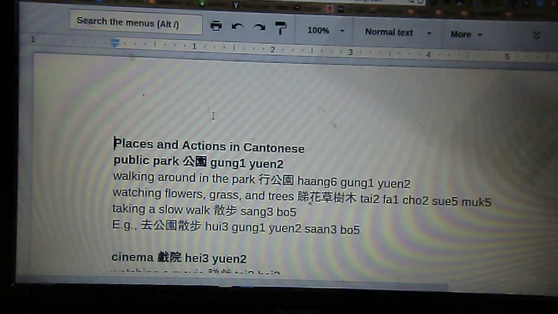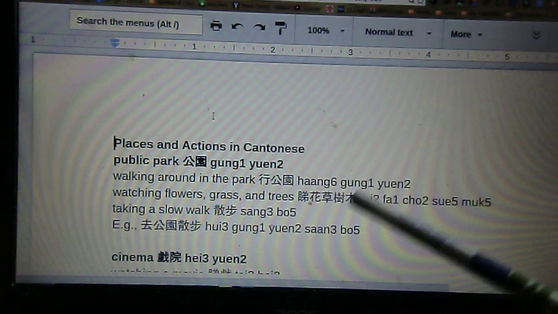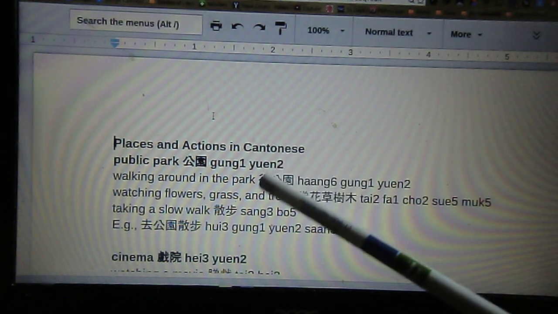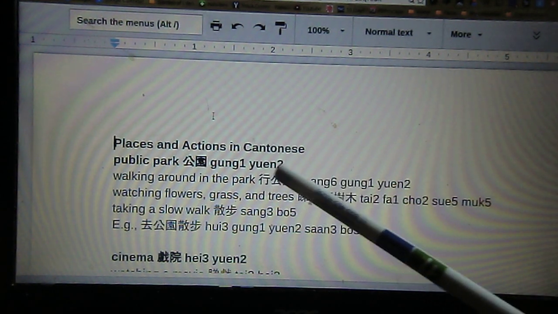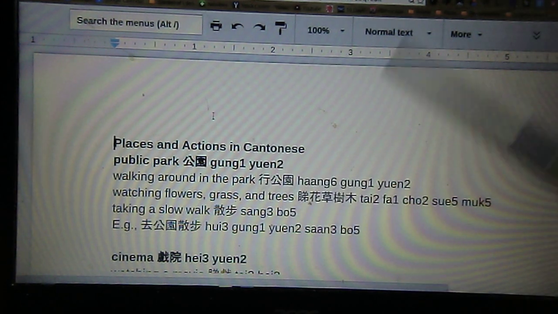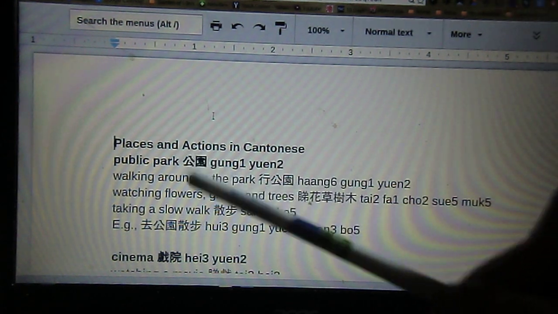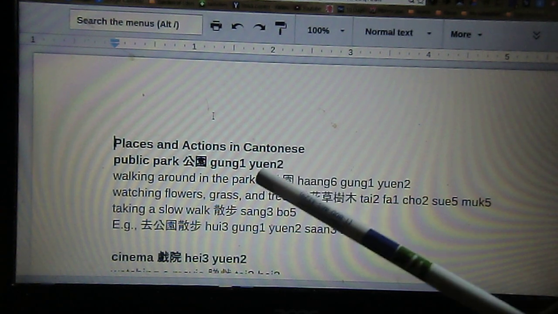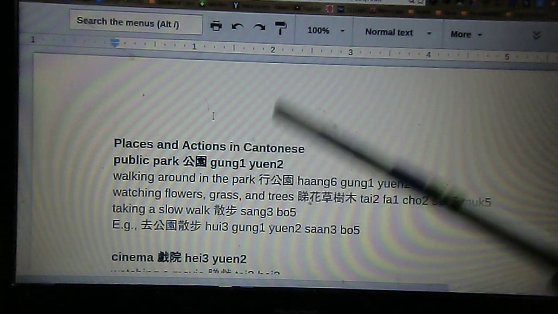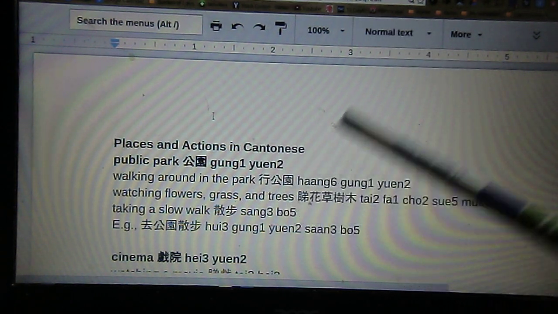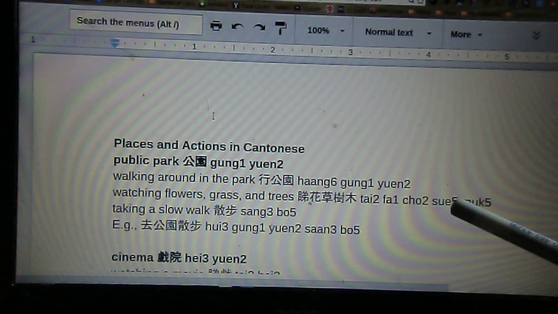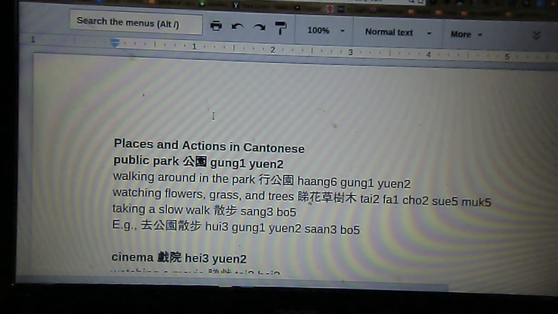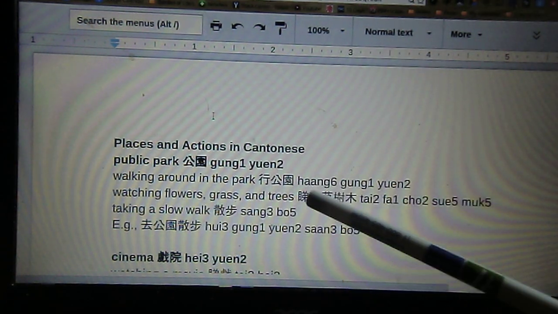And then if you want to walk around the park, we call it 行公園. Okay, walk 行公園. Walk in a park. We don't need in or at or something. Right? So 行公園 or 響公園行, at a garden walk. Right? 行公園 is good. So what other things can we do?